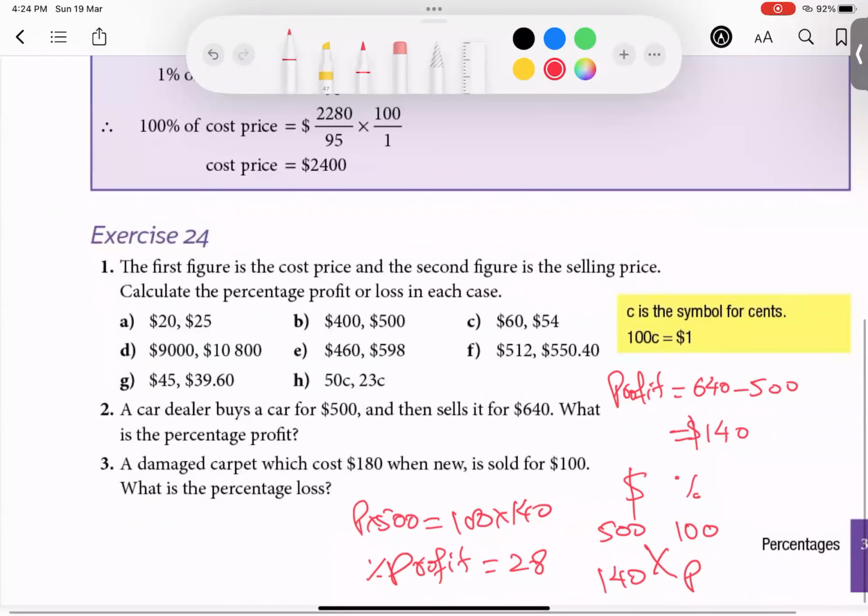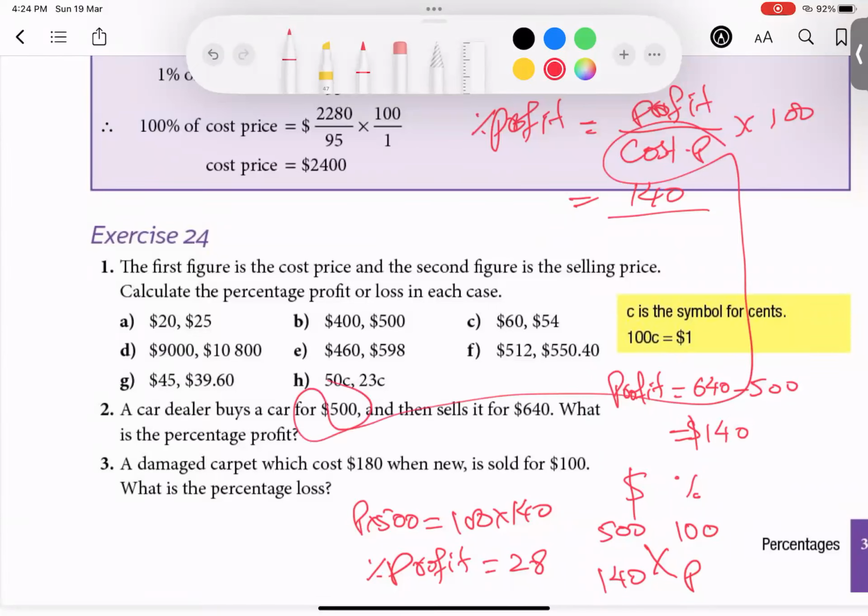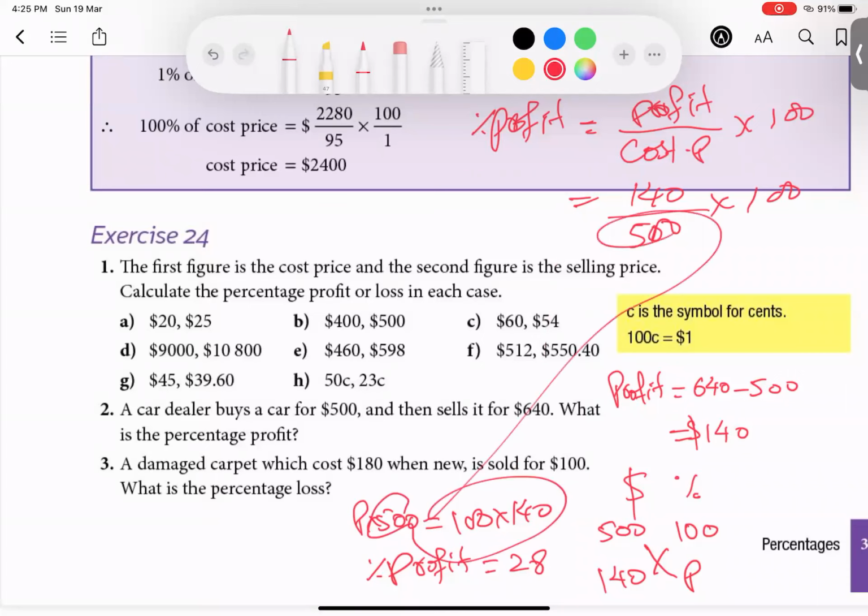Way number two: what I said before, profit percentage formula is what? Profit over cost price times 100. What profit did you earn from here? 140 over the cost price, which is 500, times 100. You can see that I am multiplying 100 with 140 and dividing by 500. So the answer will come the same, 28% profit.